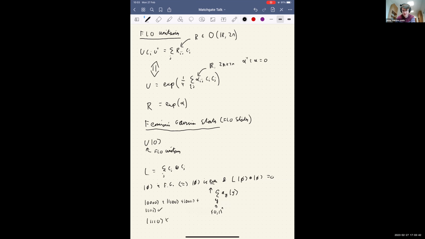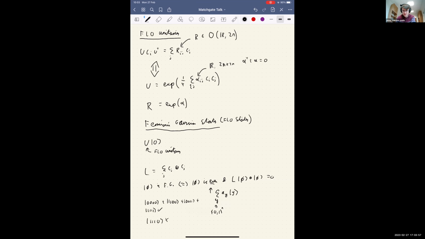Okay. And I should say for completeness, actually, here there's a kind of exact symmetry between the even and odd subspaces. So you could also replace this word even here with the word odd, as long as you're only supported in one subspace, it's fine. But okay, so we have some fermionic Gaussian states and we have FLO unitaries.